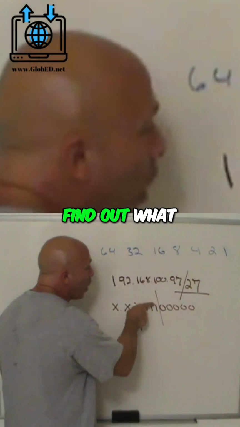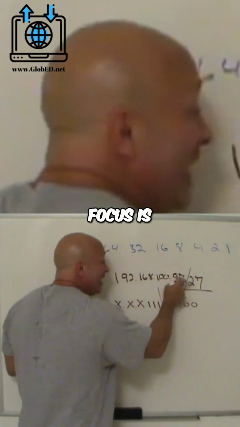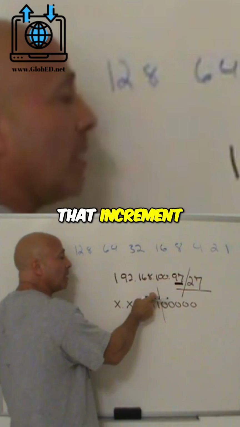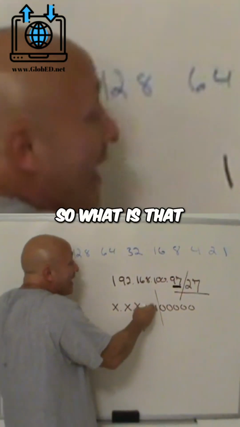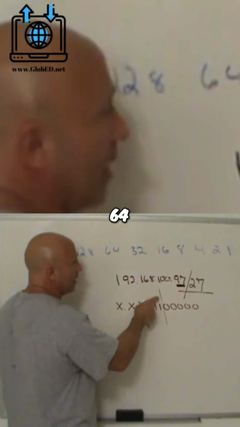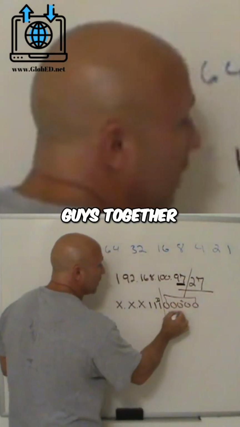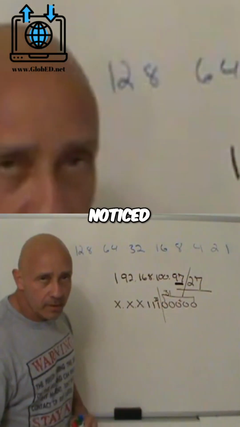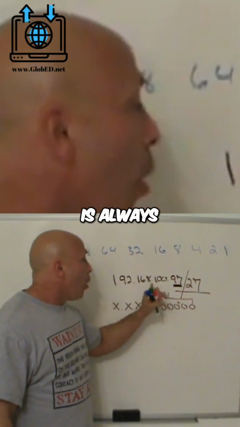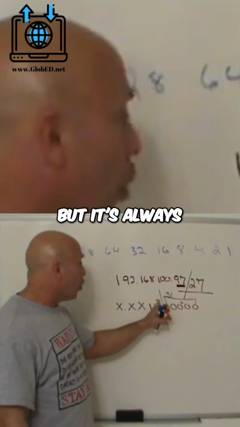So you need to find out what this increment is right here so you can increment, because your focus is the last octet. Once you find out the increment, you know how to increment by. So what is that increment number? Well, the increment number is 32, because 128, 64, and 32. So we increment by 32. If we add these guys together, it is 31. And have you noticed, this number here that we used to calculate for broadcast is always one number less than the network increment. You can add, you still get the same thing, but it's always one less.